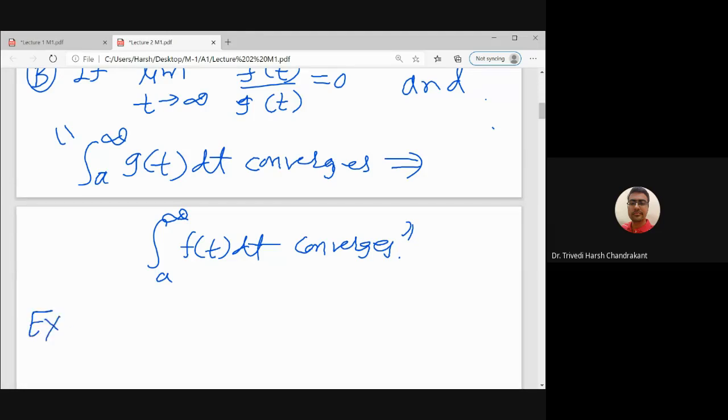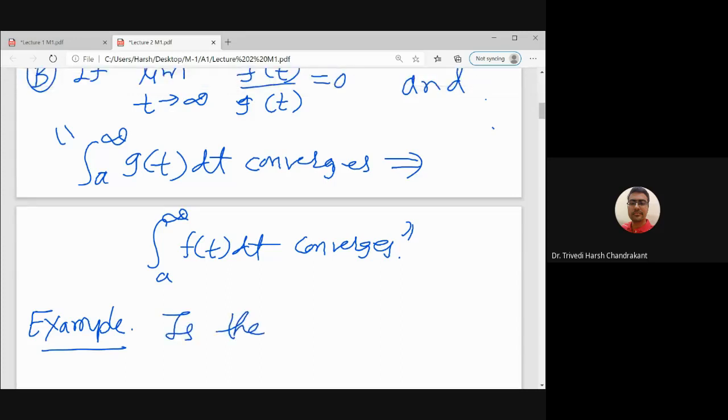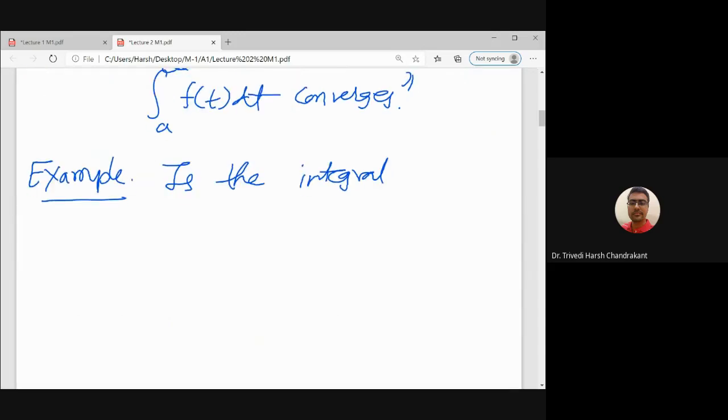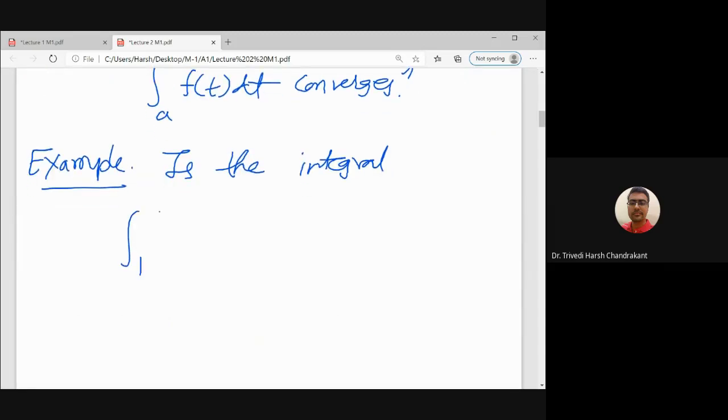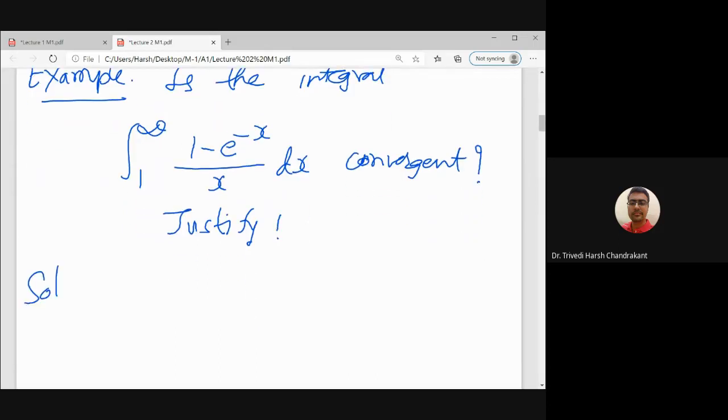So let us see one example. Is the integral from 1 to infinity of (1 minus e to the power minus x) divided by x convergent? So we have to give explanation also. So we'll give explanation also in this case. So let us write down the solution.